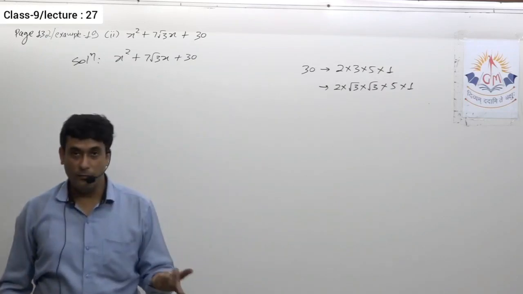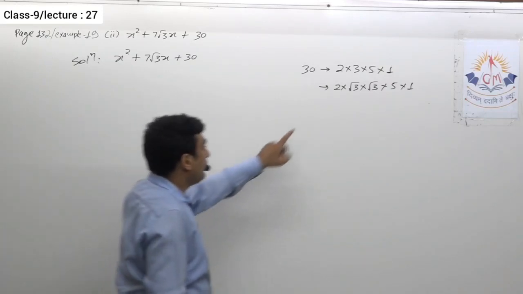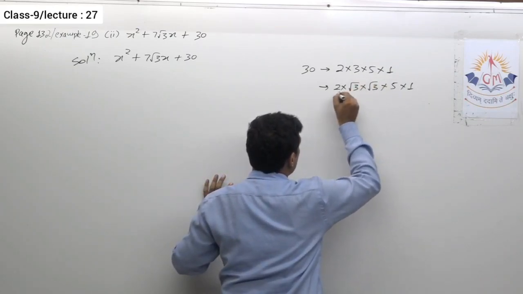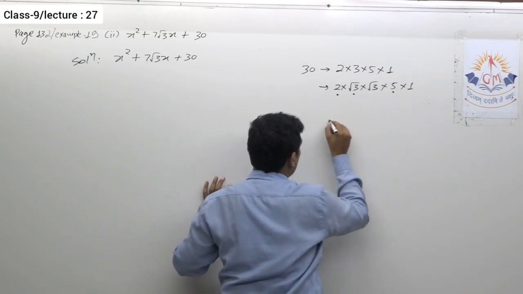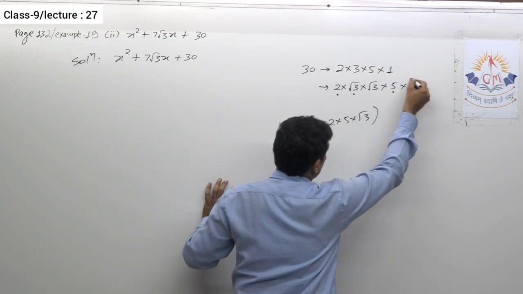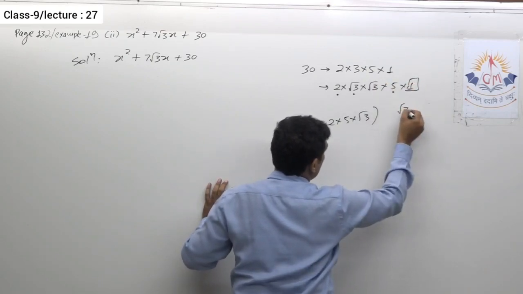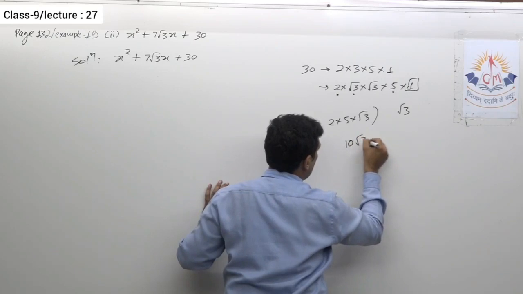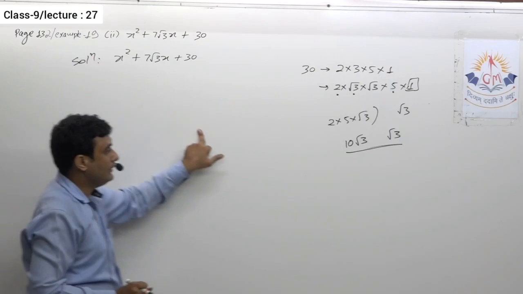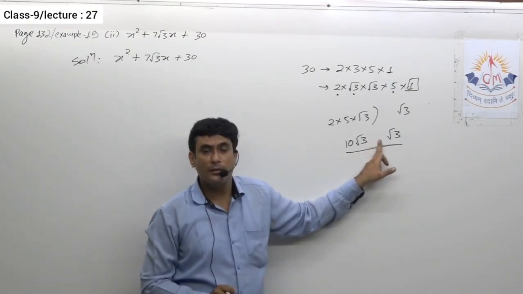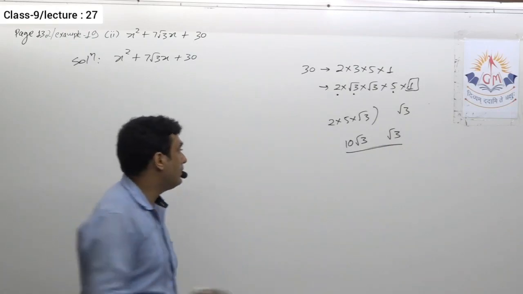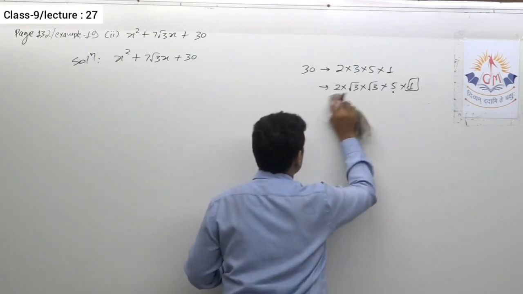Now we have to make two groups, and definitely each group contains one root 3. If I consider this 2, this root 3 and 5 in one group, 2 into 5 into root 3, and in another group this 1 and this root 3, then I get 10 root 3 and root 3. Is their difference 7 root 3? 10 root 3 minus root 3 is 9 root 3. 10 root 3 plus root 3 is 11 root 3. That means this combination is incorrect.